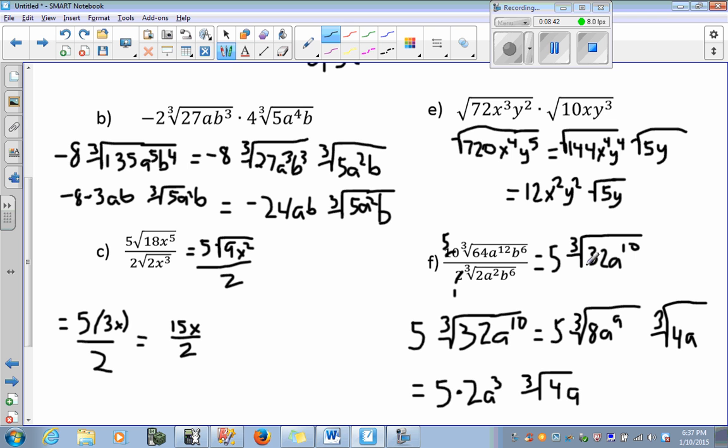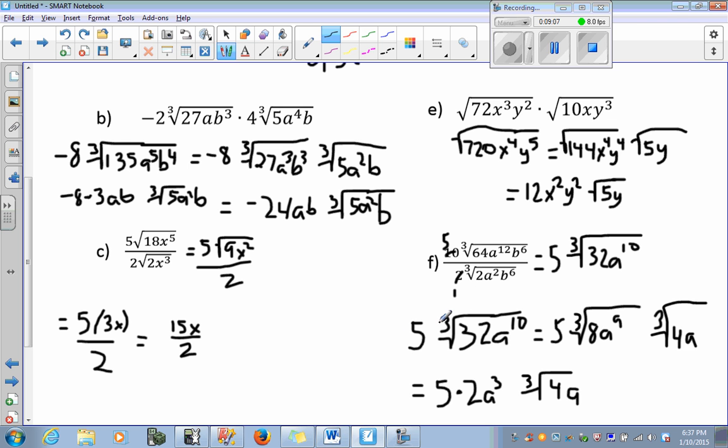64 divided by 2 is 32. a to the 12th divided by a squared is a to the 12 minus 2, a to the 10th. b to the 6 divided by b to the 6 is just 1. They cancel each other out. So what we have right now is 5 times the cube root of 32a to the 10th. Now, let's bring it down further. We just bring the 5 over.